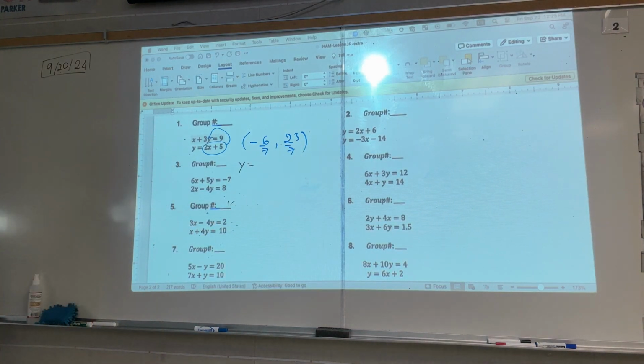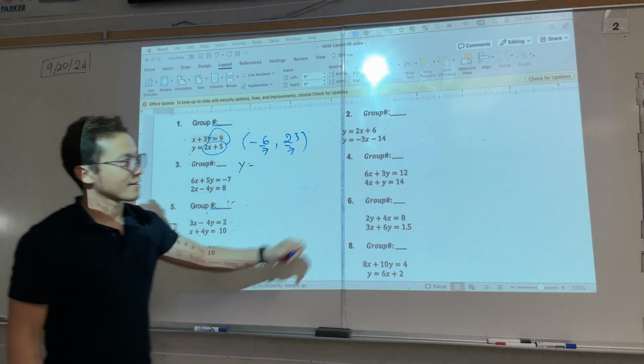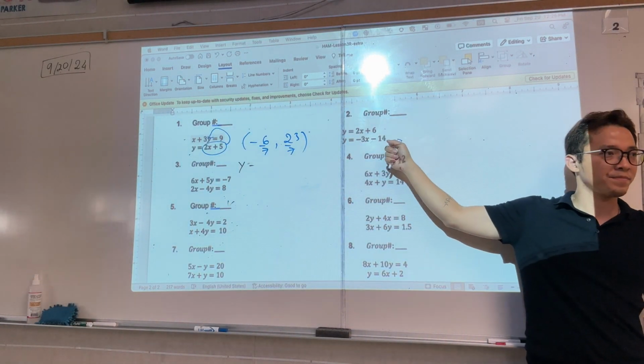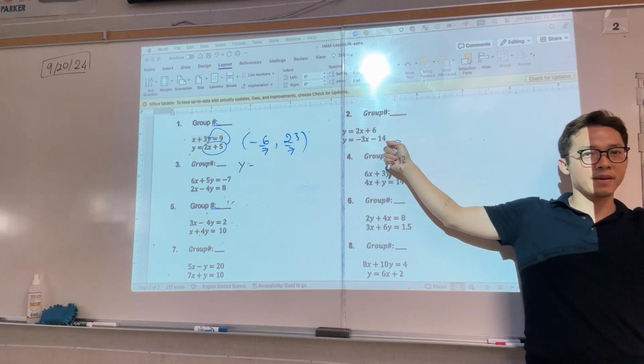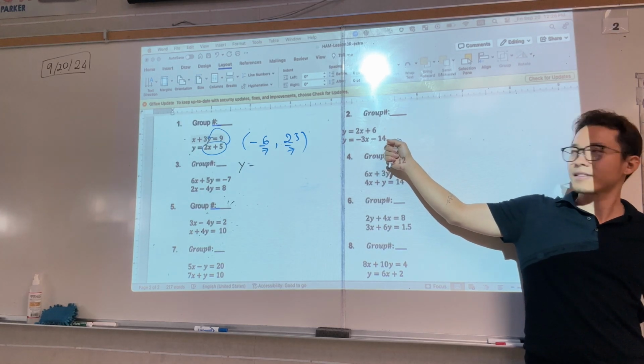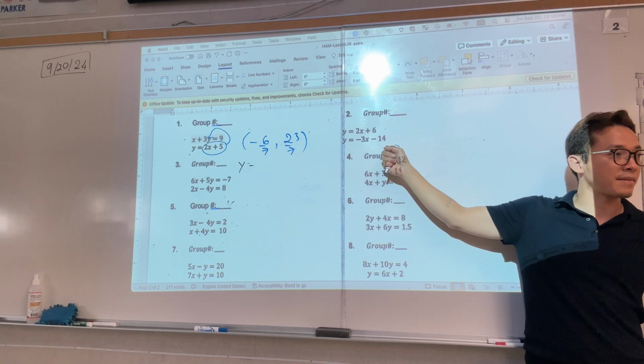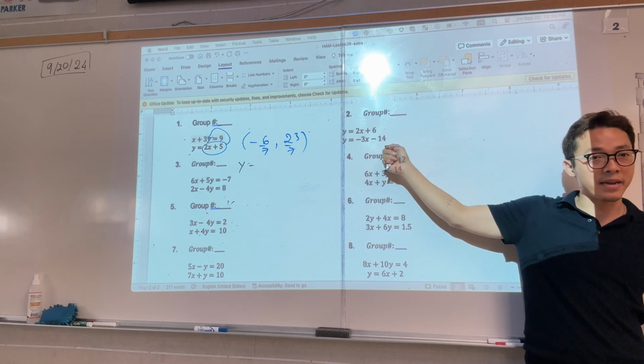Okay, now group 2. Substitution. You all agree with substitution? Okay. What do you think is a good method for this? Well, substitution is not bad, but you can also do elimination a little bit better.